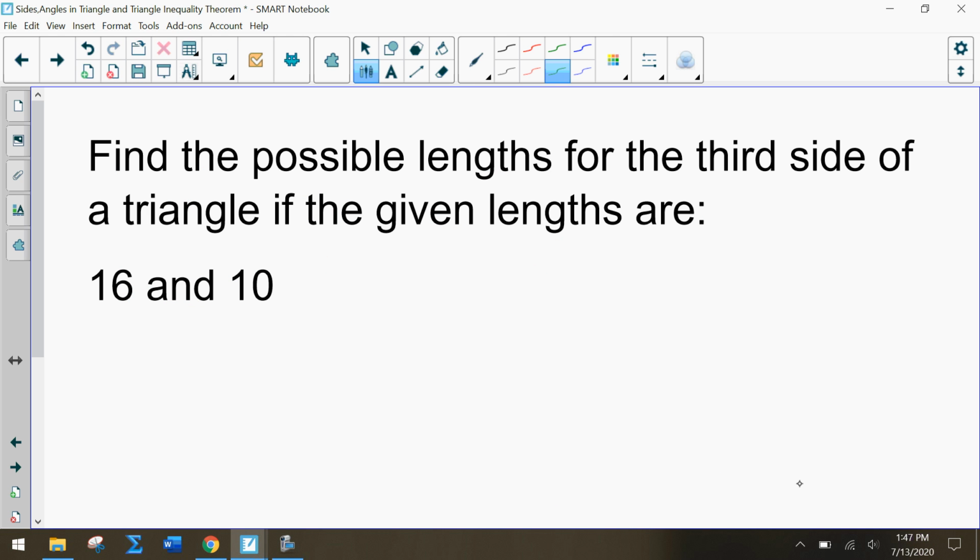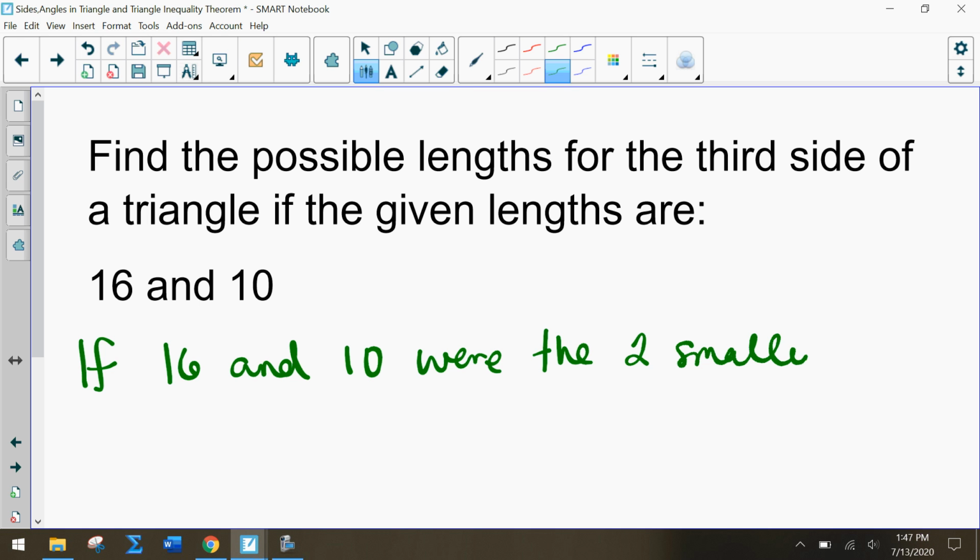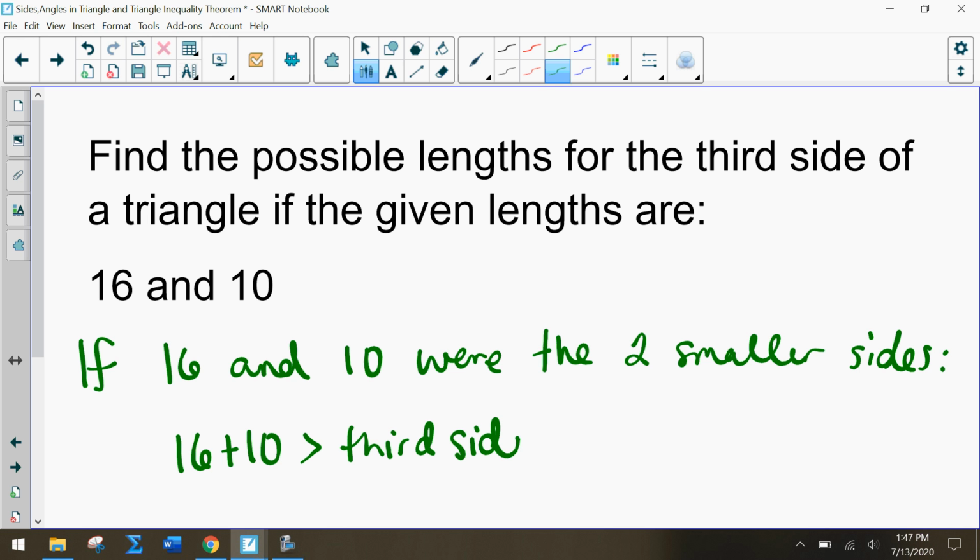Okay, so now going back to that other example, we want to find the possible lengths for the third side of a triangle if the given lengths are 16 and 10. So if 16 and 10 were the two smaller sides, then 16 plus 10 must be greater than the third side. So the third side must be, if I'm reading this backwards, less than 26.